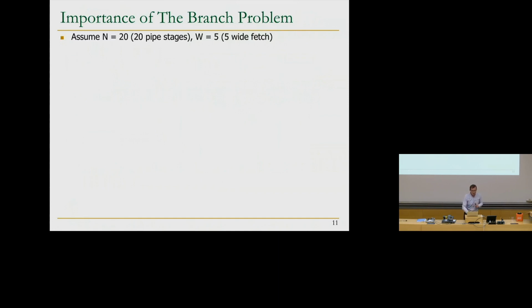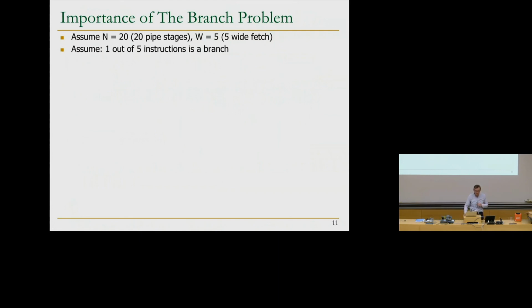Assume we have n equals 20, a branch resolves after 20 pipeline stages, which is not unreasonable. Pentium 4, a branch resolved after 20 pipeline stages. Pentium 4++, Prescott, the pipeline length was 29 stages, actually. And your width is 5 wide. I picked 5 here because it's going to make the calculations easier.